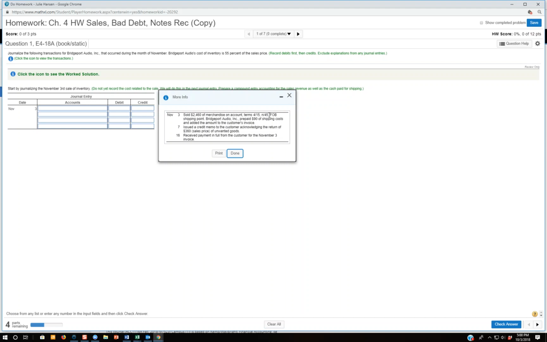The terms are 4/15, net 45, and we all know that that means that the company will give a 4% discount if the customer pays within 15 days, but in any event, they need to pay it in 45 days. So they've also prepaid $90 of shipping costs and added it to the customer's account.